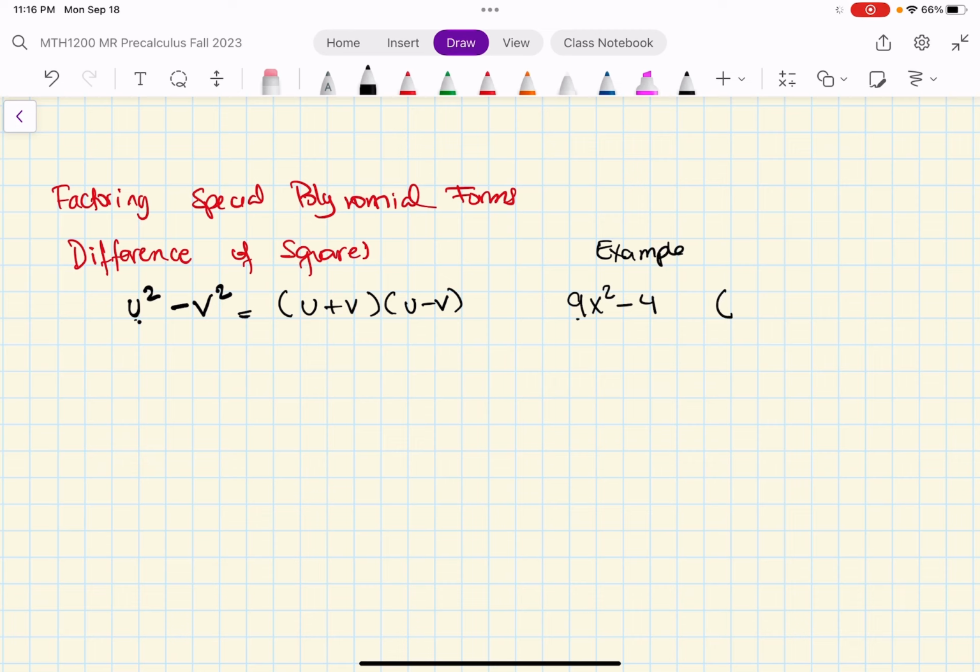So I'm going to say, okay, what makes 9 a perfect square? 3. What makes x squared a perfect square? X. So I'm going to rewrite this as something squared minus something else squared. And what makes 4 a perfect square is 2. See, now what you know is that what's inside right here is your u, and this is your v. So now when you factor this out, 9x squared minus 4 factors out to be 3x minus 2 times 3x plus 2. So that is it. That's in factored form.